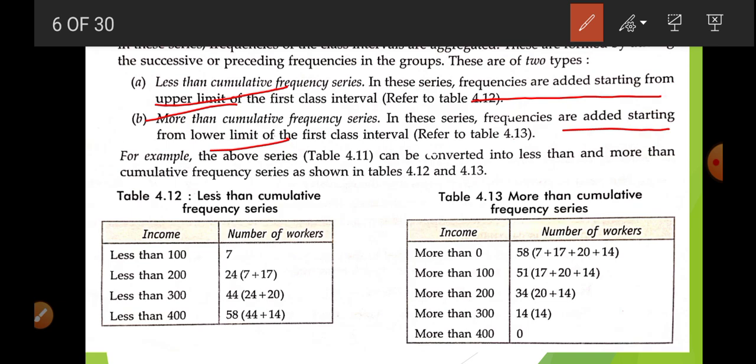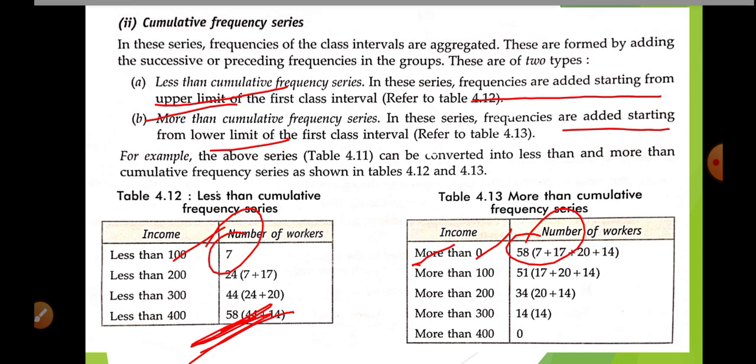More than always starts with the lower limit, and frequencies are added starting from the upper limit. So in more than it always starts with the lower limit, and at the top is the sum total of all the series. In the less than, it starts with the upper limit, and at the bottom, at the last, we get the sum total of the series.